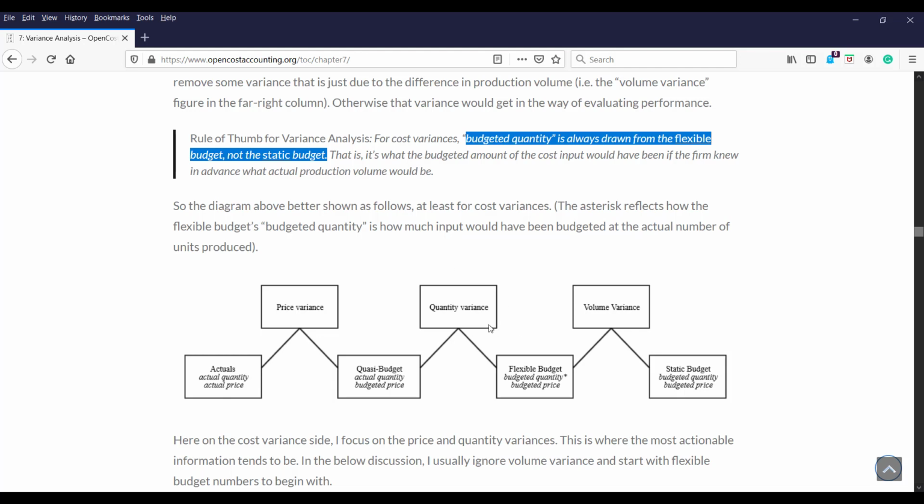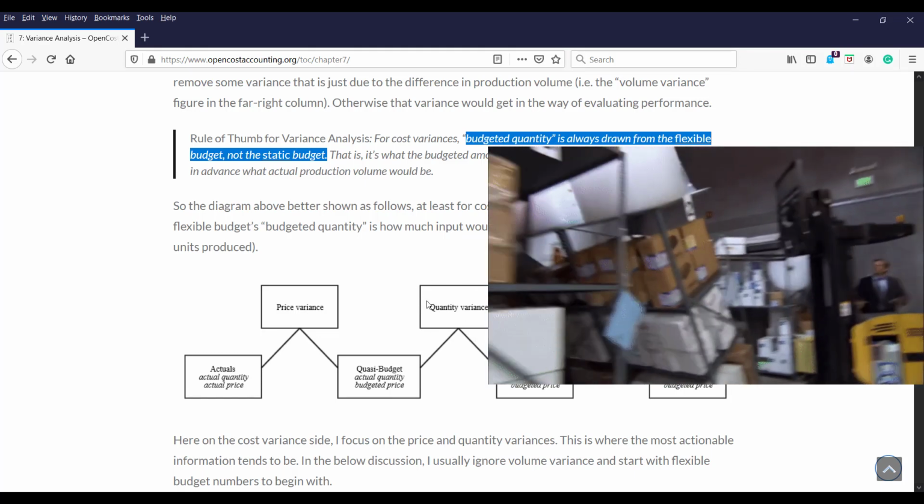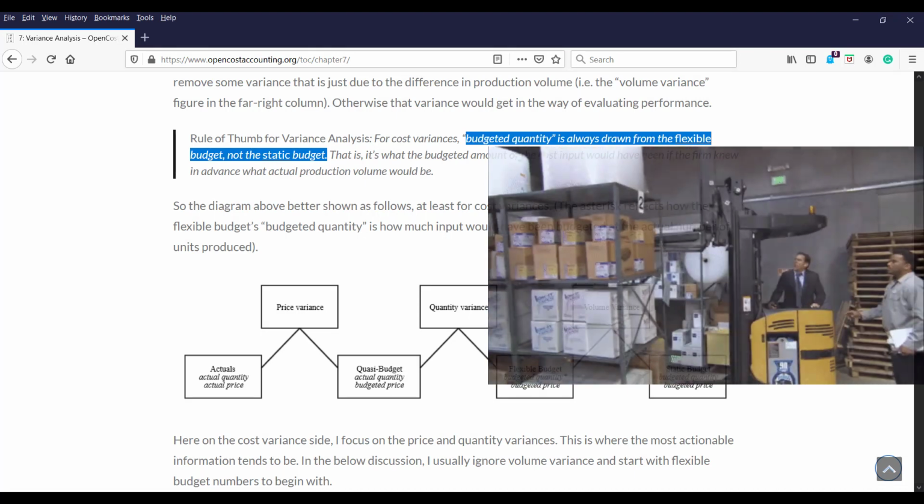Or we can say, you know what, that quantity variance is really bad. What happened? Did Michael get on the forklift again? You know, what exactly? Why is there such a quantity variance over here?